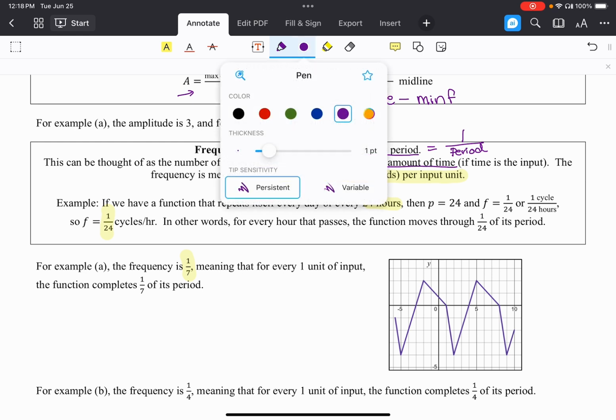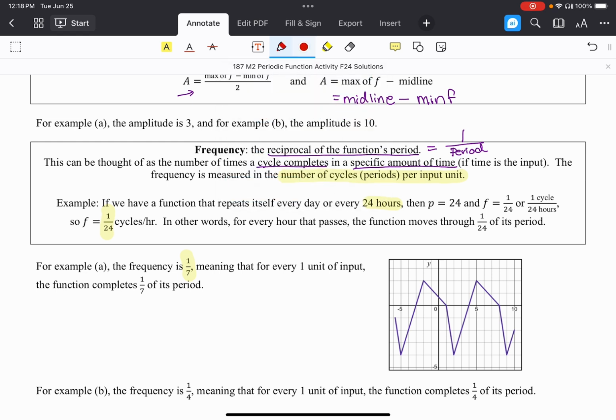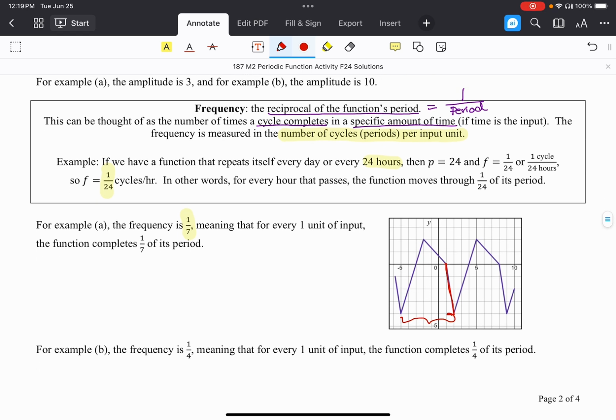If I look at the graph, this single stretch right here is 1/7 of this entire period because it's 1 x unit. So that's 1/7 of the period. Right here, that's 1/7 of the total. And in the other one, we had a period of 4. So the frequency was 1/4. It completed 1/4 of the period each unit we went by.